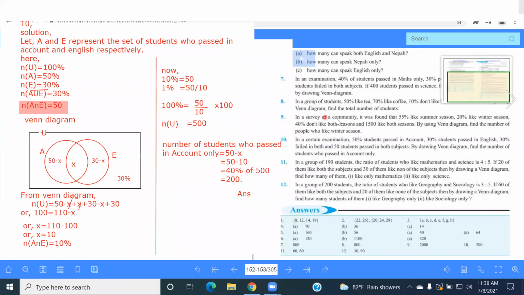In question number 9 also, we have to do the same, but there we have to find just the total people. We have to find the number of people who like the winter season, so the number of winter we have to find. In number 8, only the total number we have to find, right? Okay.